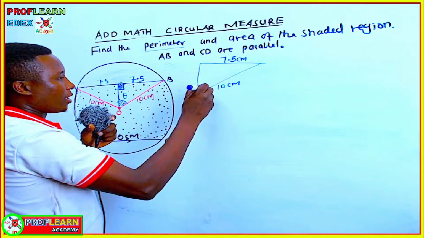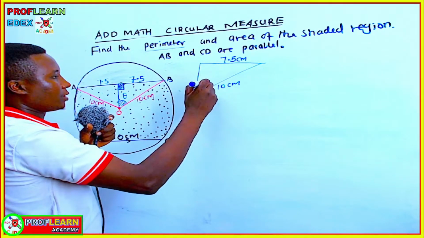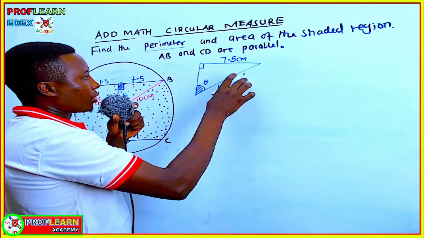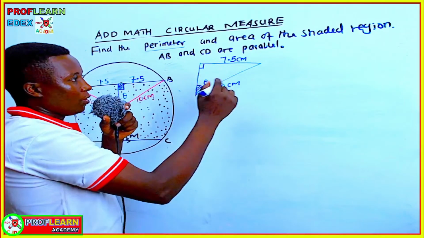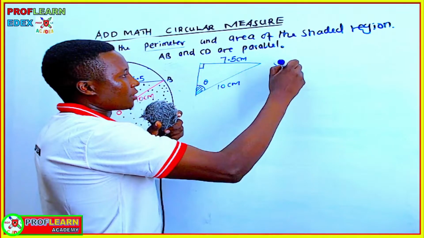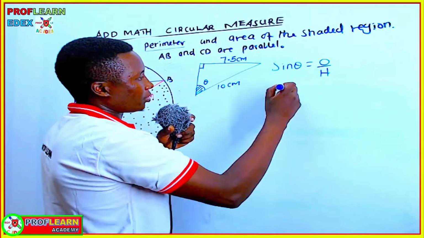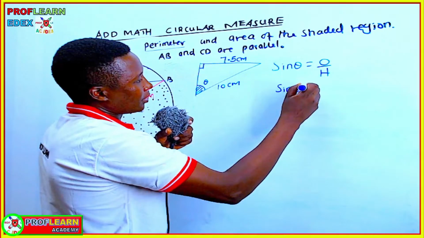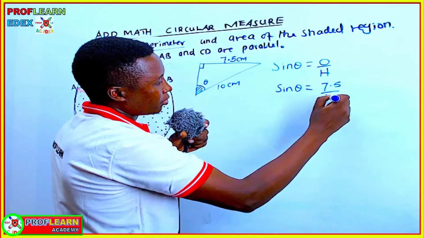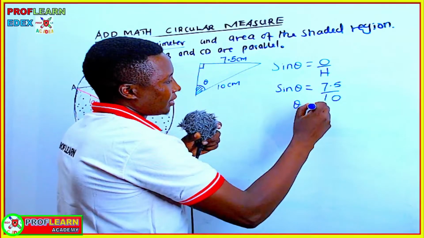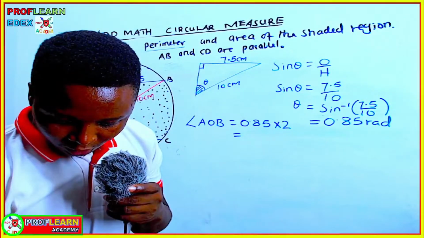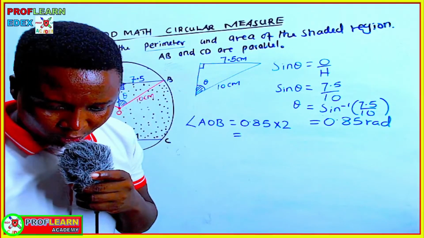Then we are finding this angle at this point, which is theta. Of course, this is 90 degrees. Because we have the hypotenuse and the side opposite to this angle, sine theta is equal to opposite over hypotenuse. So sine theta equals opposite, which is 7.5, over hypotenuse, which is 10. Then our theta is going to be equal to sine inverse of 7.5 over 10. I'm going to get my answer as 1.